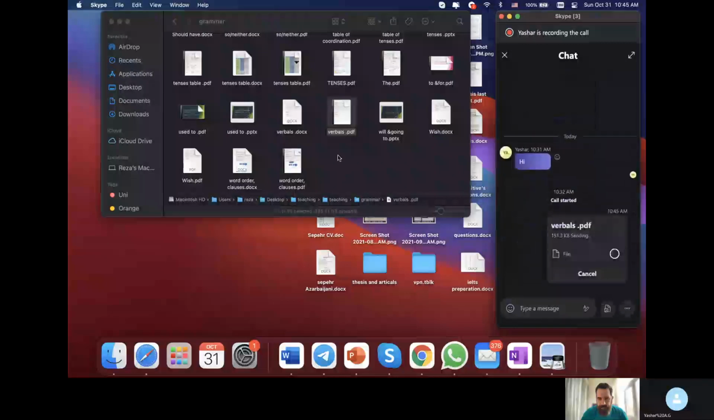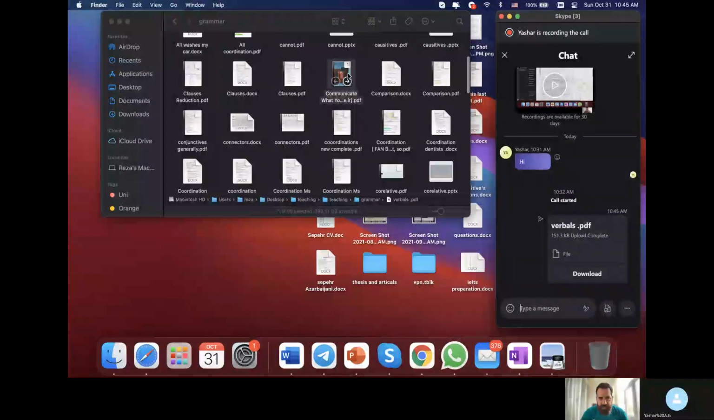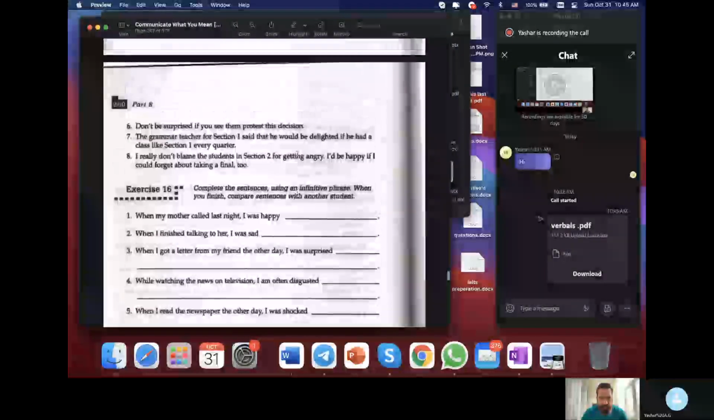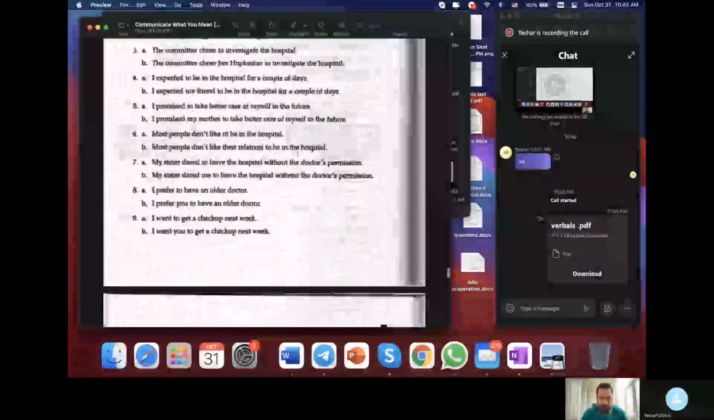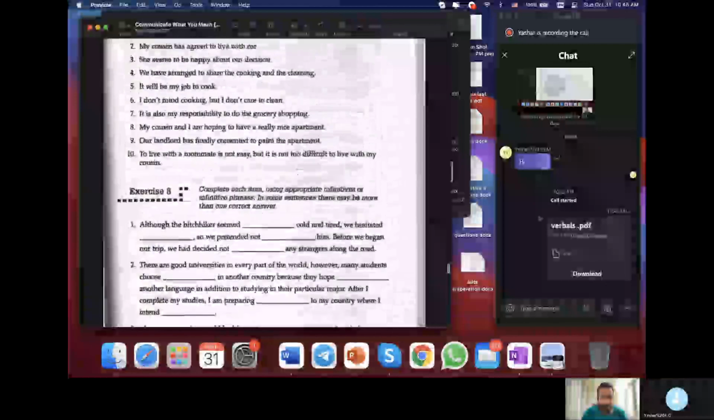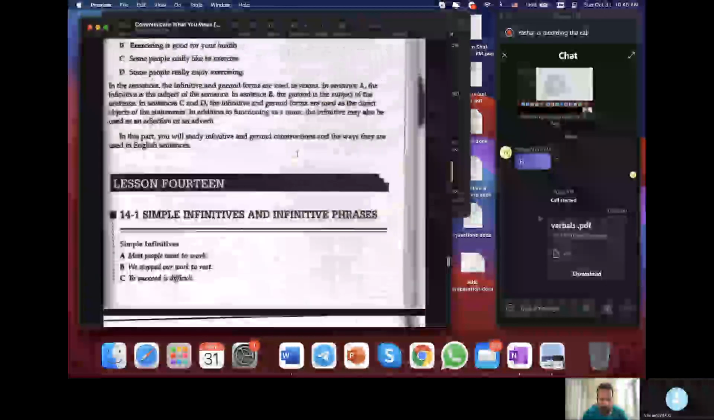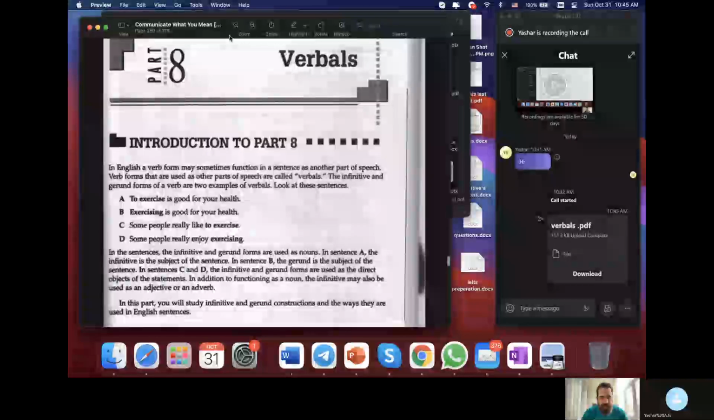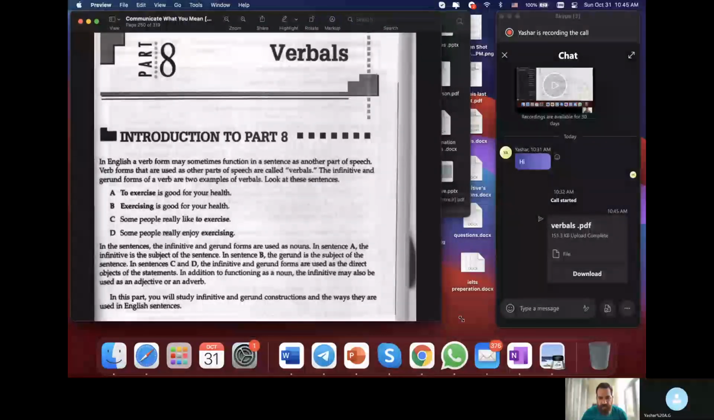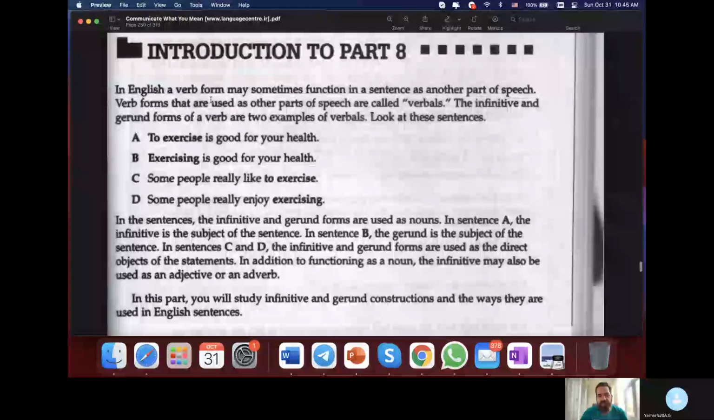Verbals. Now we have the grammar book. Verbals, this is chapter 8. You can study by yourself and do the exercises. In English, a verb form may sometimes function in a sentence as another part of speech, like subject or object. Verb forms that are used as other parts of speech are called verbals. The infinitive and the gerund, the -ing form of a verb, are two examples of verbals.